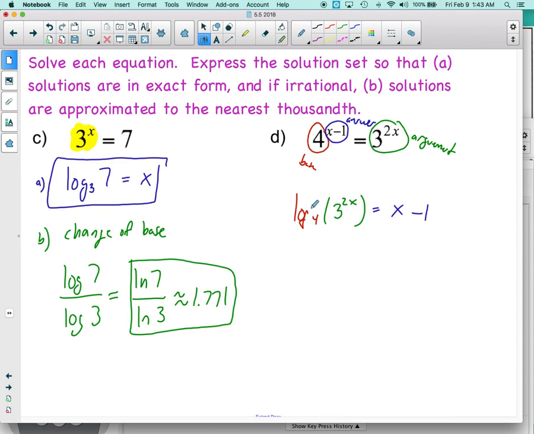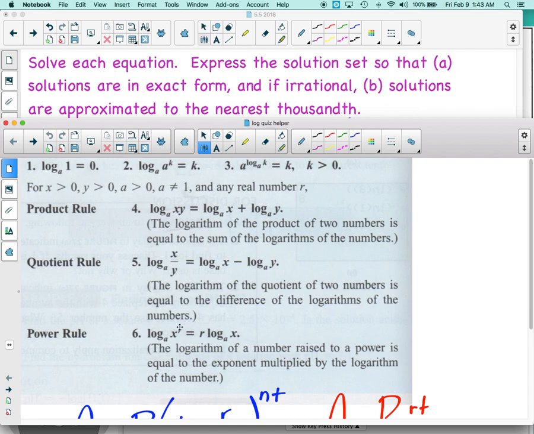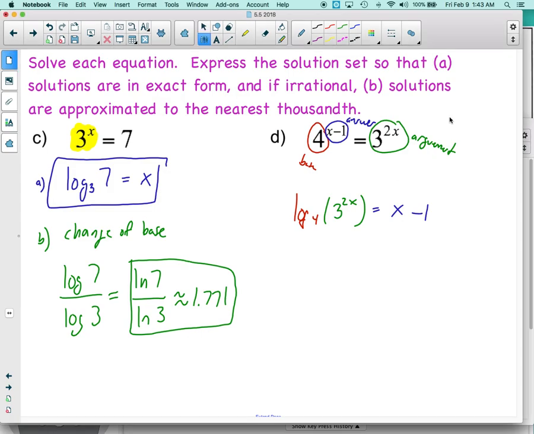So what I want to do now is try to solve this, but I have two x's, and that's not good. One of my x's is up in the exponent, so I need to find a way to get this out of here first. What we can do is go to our properties of logarithms and notice that this power here is something I would want to get rid of. If we use the power rule, we can take that logarithm with an exponent and bring that exponent down to the front. So this 2x is going to drop in front of my logarithm. So I have 2x times log base 4 of 3, and that's equal to x minus 1.